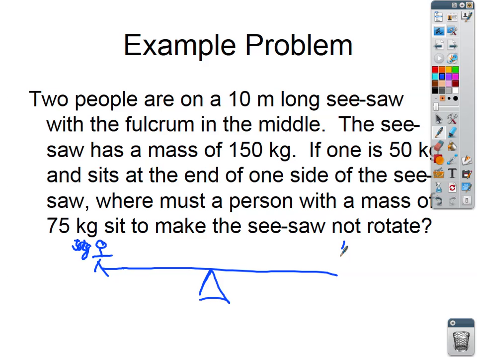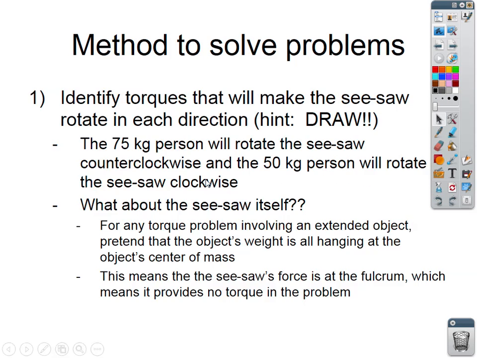Well, would they want to sit at the very end? No. They have a greater mass, which means they have a greater weight, a greater force. So where do they need to sit? They need to move in a little bit. We need to decrease that distance from the fulcrum, and then we can have them balance out, which is what we're going to look at. So how do we solve these problems? I have a nice step-by-step way to look at this. Always try to identify all the torques. As we just did, try to draw it out.